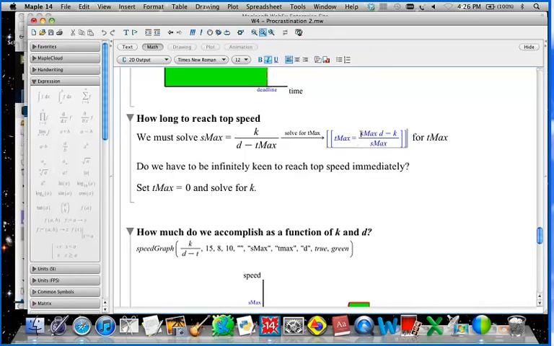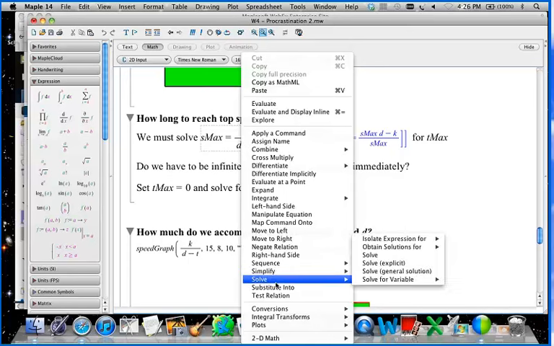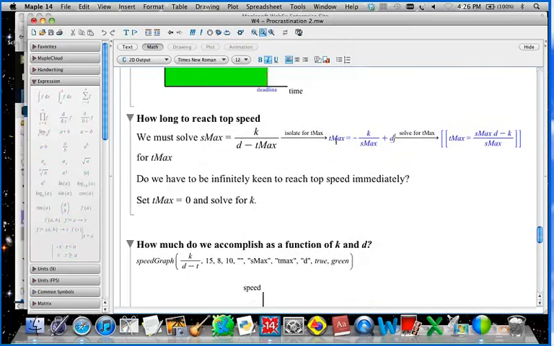So T max is S max times D minus K over S max. Actually, let's do it a slightly different way. It's usually better if we isolate instead of solve. That way we don't get the brackets. So let's isolate for T max. There we go. So T max is negative K over S max plus D.